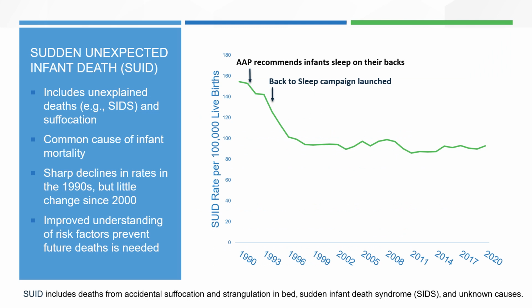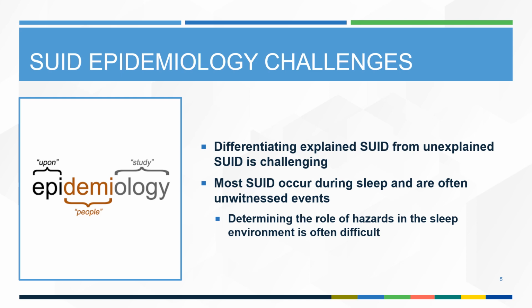And though there were declines in the rate of these deaths in the United States following the recommendation to place infants on their backs to sleep in the early 90s, the rate of these tragedies has remained fairly stable since the early 2000s. Differentiating explained SUID from unexplained SUID can be challenging because, again, most of these occur during sleep and are often unwitnessed events, which can make determining the exact circumstances and the role of hazards in the sleep environment difficult.